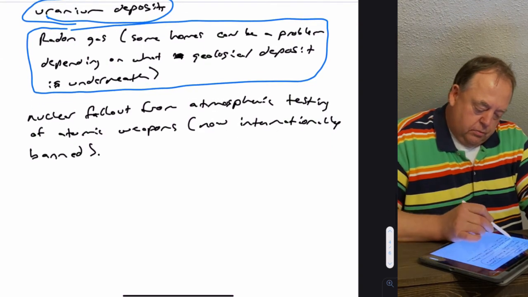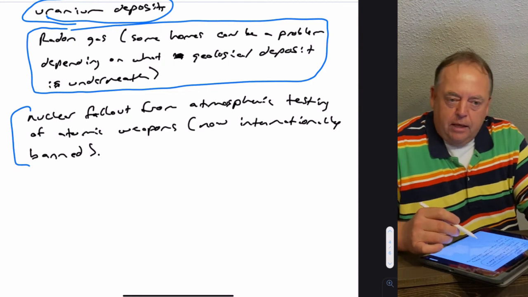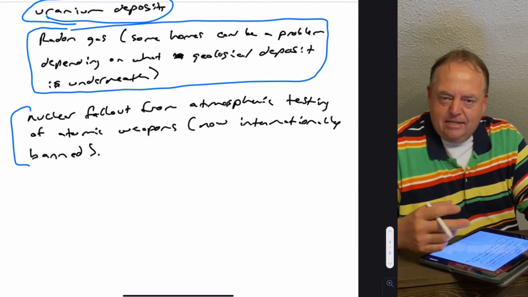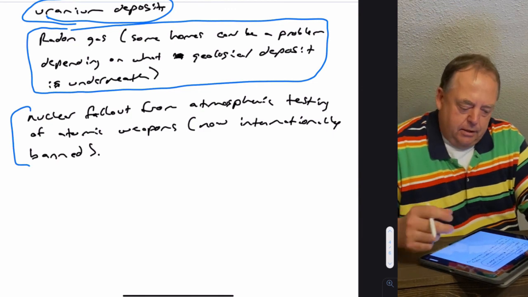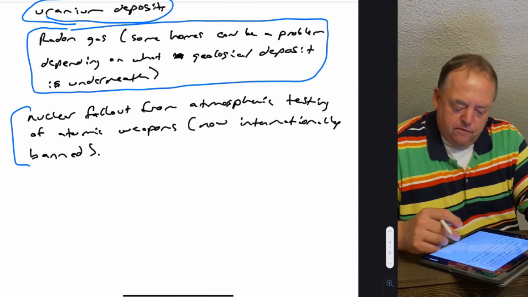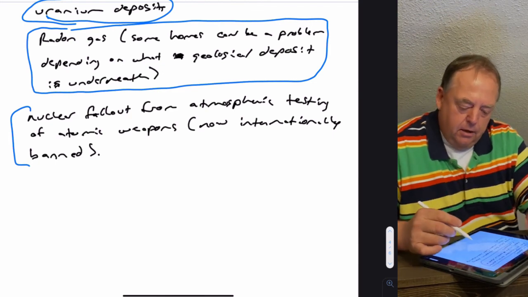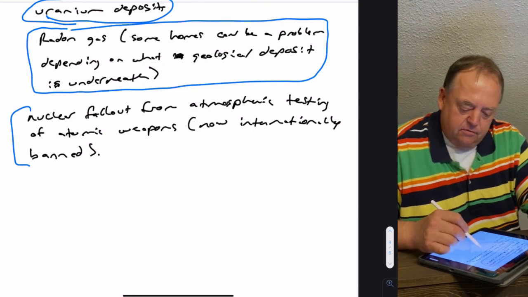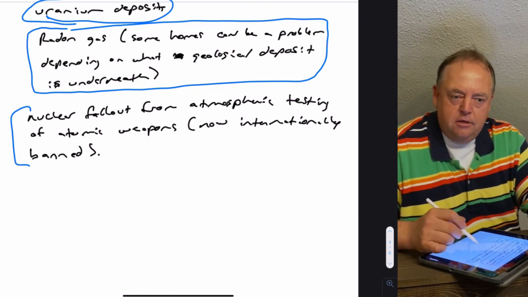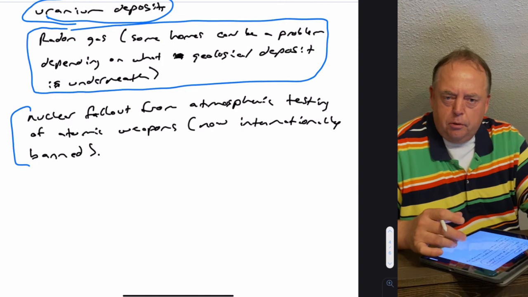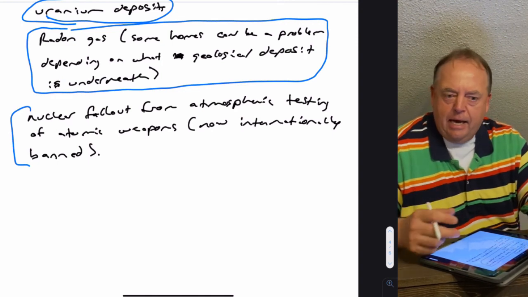And then we're all exposed to some radiation from nuclear fallout. So back when nuclear weapons were first being developed, they tested them in the atmosphere. And so that nuclear activity got up into the atmosphere then. So there's still some nuclear fallout from those nuclear weapons today. But that's gradually diminishing because atmospheric testing of nuclear weapons is now internationally banned. So all of the nuclear weapons testing goes on underground. So that'll minimize exposure since it's not getting up into the atmosphere as much.